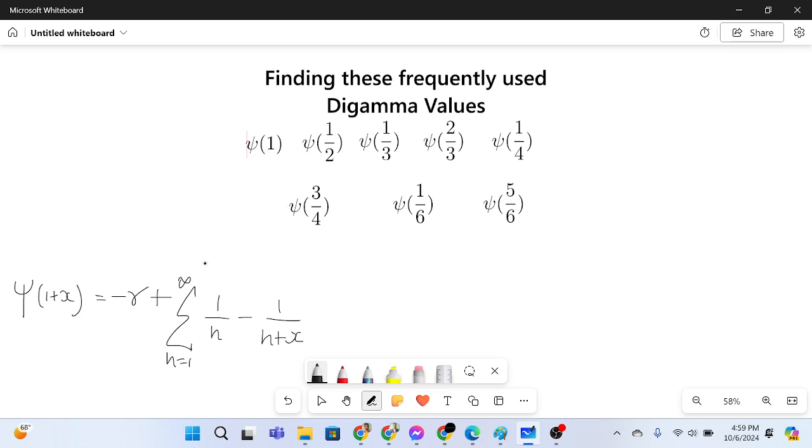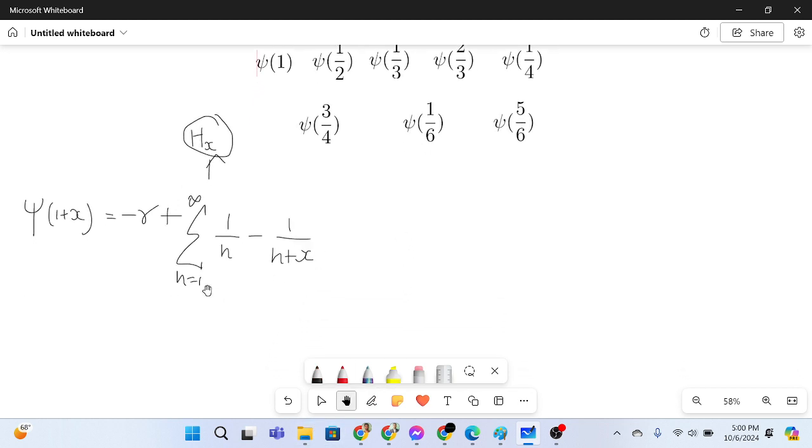If you look at the sum carefully, you might recognize that this is also the xth harmonic number, right? So if you ever want to find, let's say, the sum from n equals 1 to any number of 1 by n minus 1 by n plus 4, Digamma can be helpful because we know that will just be Digamma of 5 plus gamma, right? So that's how it can be helpful.